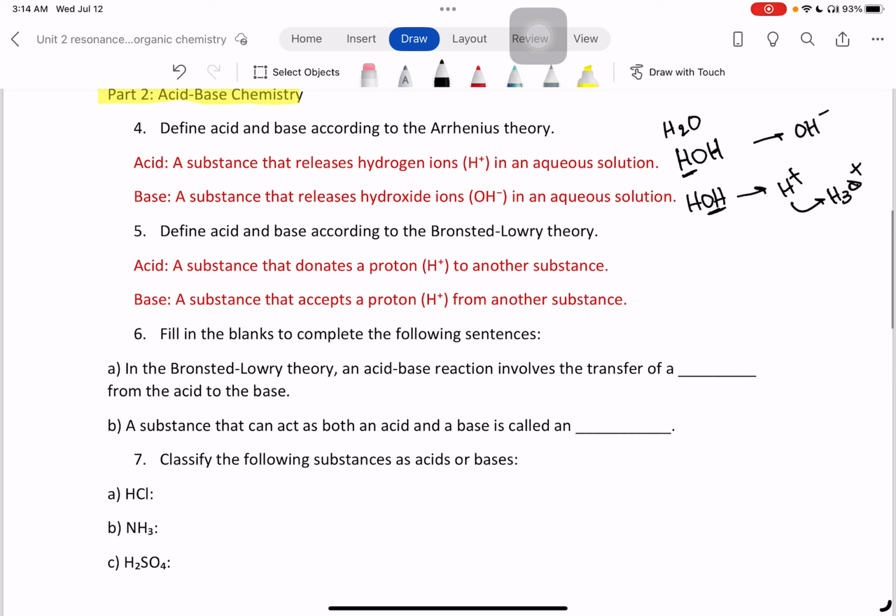Next, we can say define acid and base according to the Bronsted-Lowry theory. This Bronsted-Lowry theory is the one that's mostly used. An acid is a substance that donates a proton to another substance, that's the most important thing here. A base is the one that accepts a proton. In the Arrhenius theory, we have both releasing, but in the Bronsted-Lowry theory, we have donates and accepts. So this is a shift in the language right over here.